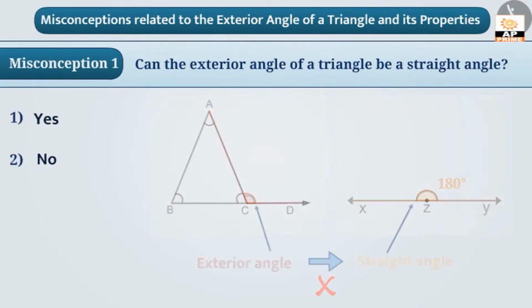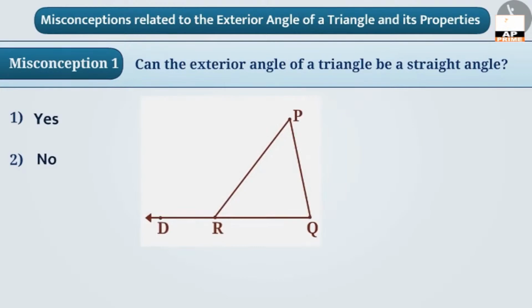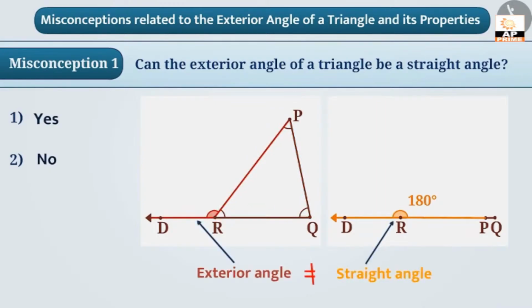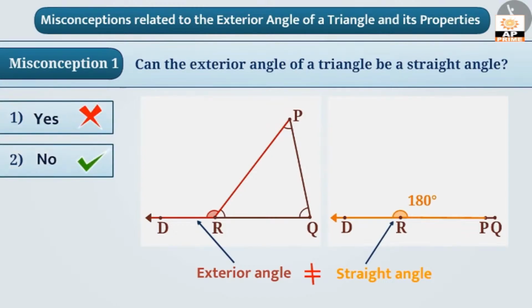Let's understand this. Suppose we draw a triangle PQR in which the angles are shown as given. If we keep reducing the length of the side PQ, then we will notice that the measure of the exterior angle PRD keeps increasing. When the points P, Q and R lie in the same line, then the exterior angle will measure 180 degree. But in such a case, they will not form a triangle. From this you can understand that the exterior angle cannot be a straight angle. Hence, option 1 is wrong and option 2 is correct.